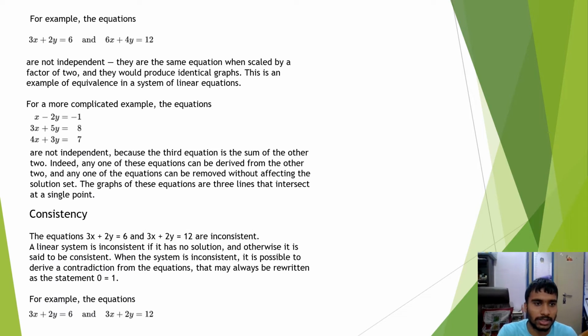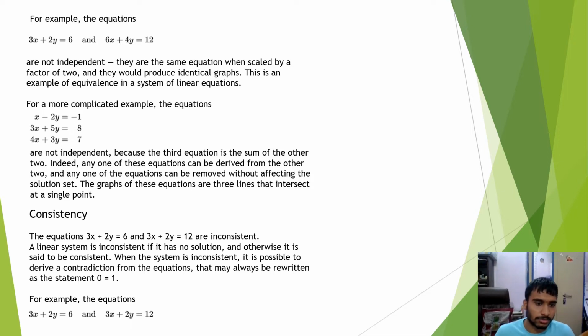For example, these two equations are not independent. They are the same equation when scaled by a factor of 2. This is an example of equivalence in a system of linear equations. For a more complicated example, these equations are not independent because the third equation is the sum of the other two. Indeed, any of these equations can be derived from the other two, and any of the equations can be removed without affecting the solution set. The graph of these line equations is three lines that intersect at a single point.